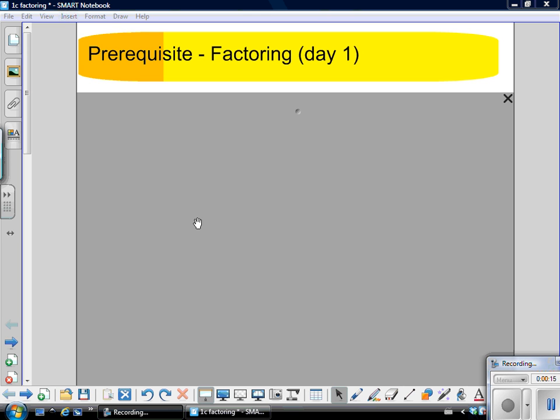Now, you spend an awful lot of time in grade 10 factoring, and so even with our prerequisite skills, we actually are going to spend a few days on this, just because you need to be able to factor in order to do something else for me. So this is factoring day one.